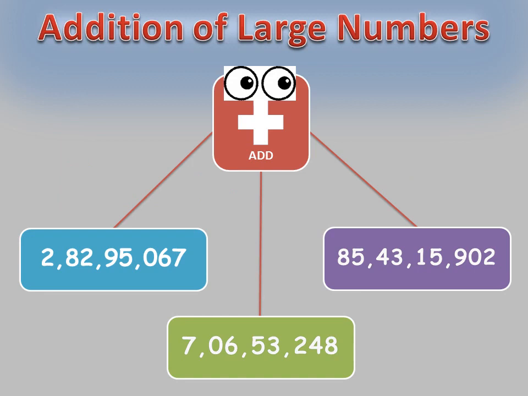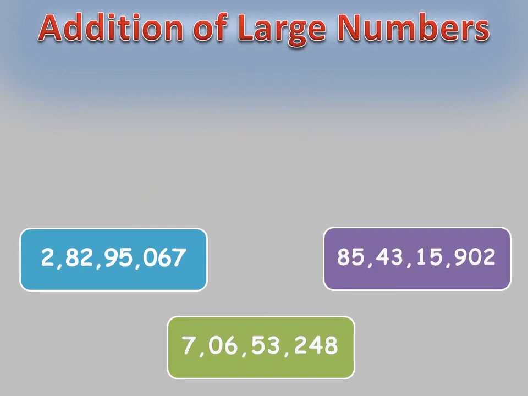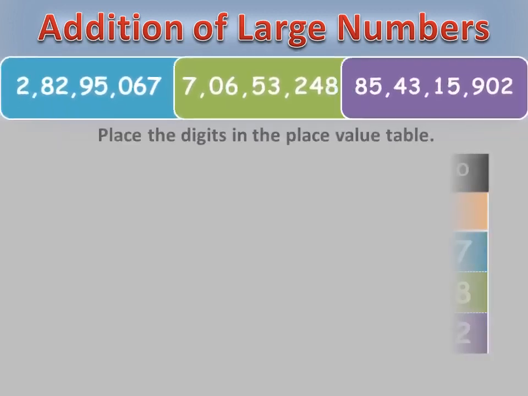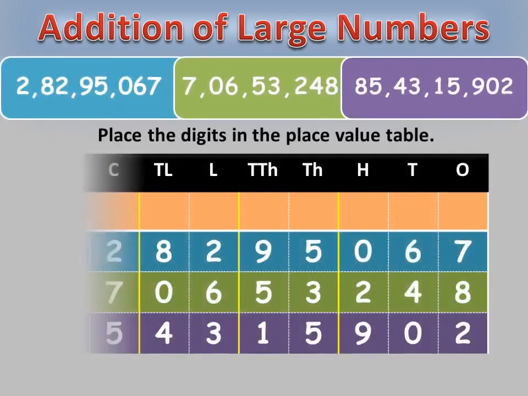Let's practice this one. 2 crore 82 lakh 95,067, 7 crore 6 lakh 53,248 and 85 crore 43 lakh 15,902. See, the periods have been separated with commas in the Indian system. First, arrange the numbers in a place value table to find the answer.